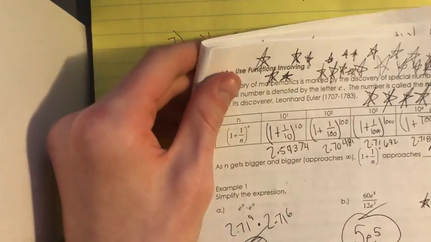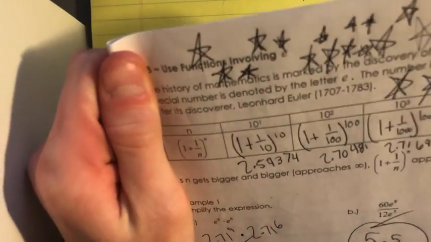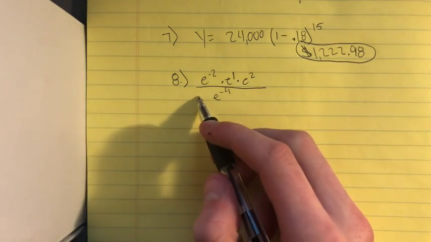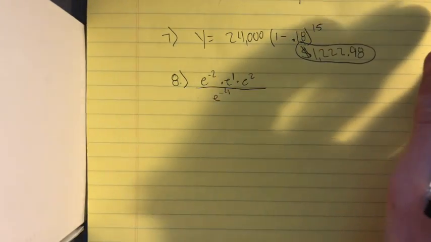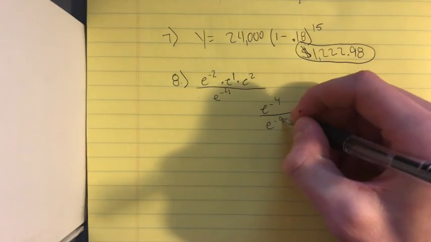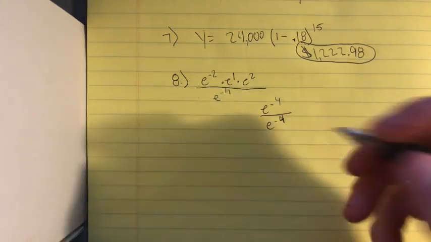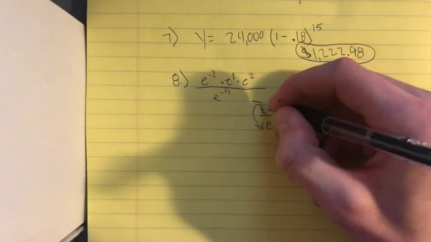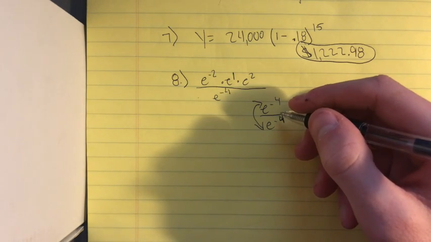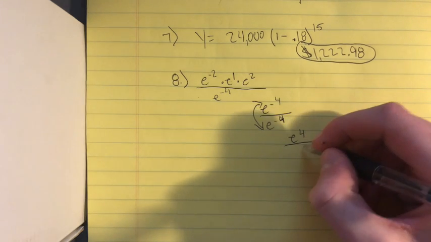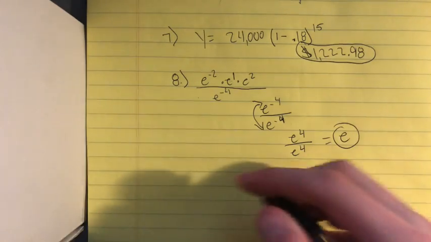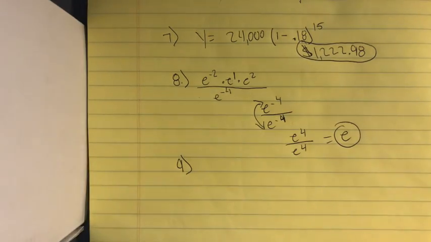Alright, so, okay. Well, -2 times 1 is -2, times 2 is -4, so we got e to the -4 over e to the -4. I think that's how it is. And then you gotta switch them because negative exponents can't be in fractions. So you got e to the 4th over e to the 4th, so it equals e. Yay. I have no idea if that's right, so don't blame me if I'm wrong.